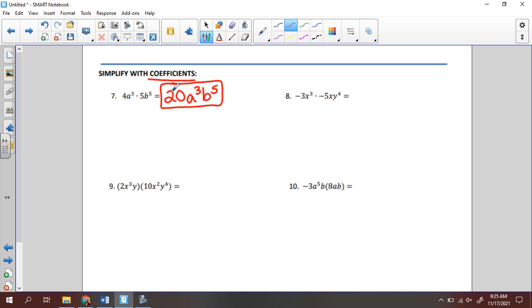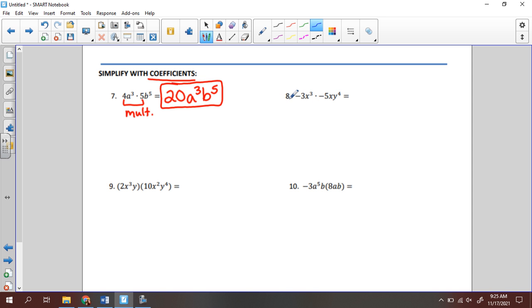Y'all look, it's coefficient and then your variables. 4 times 5. You can actually multiply these. 4 times the 5. This is easy. Y'all, we can multiply numbers just as good as we can add them.